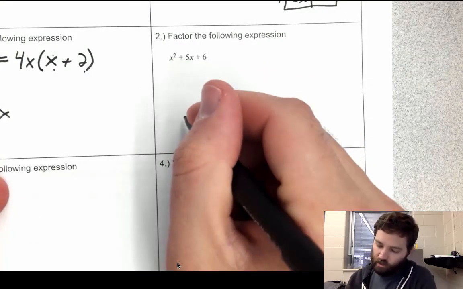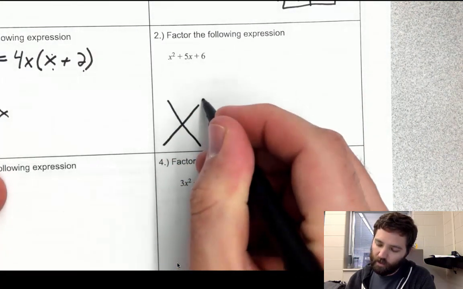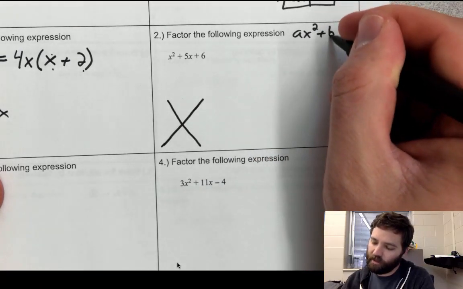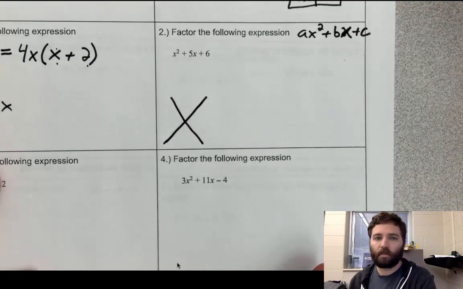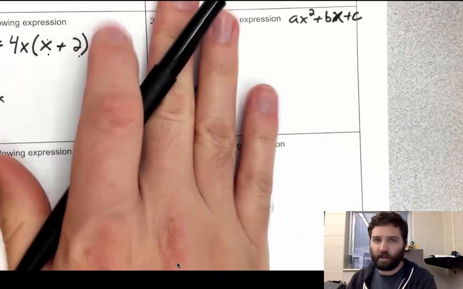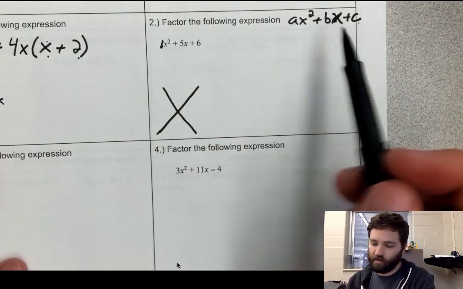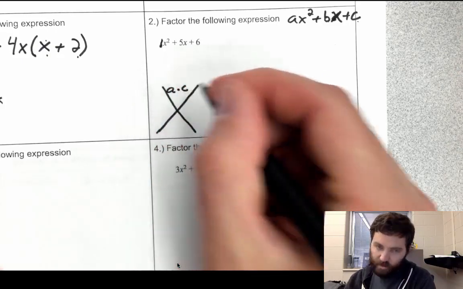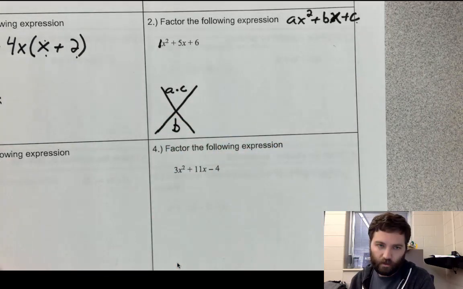I'm going to show it to you generally, and I will also show it to you for this example, but generally, here's what you're going to do. Remember that all quadratics take the form ax squared plus bx plus c. Ignore the example for now. So a, b, and c are the numbers I'm going to be referencing in the magic x. The top of the magic x, a times c, goes up there. The bottom of it is b.